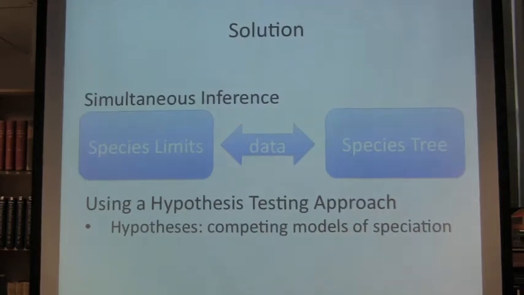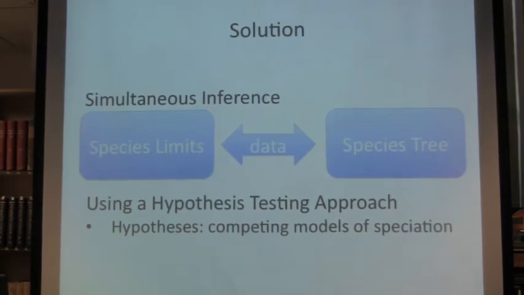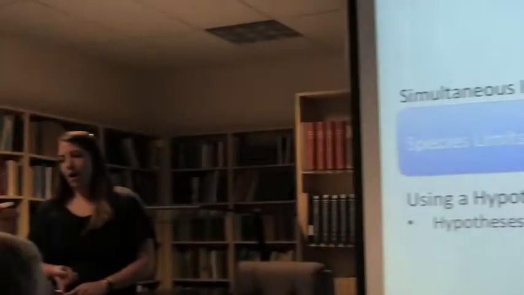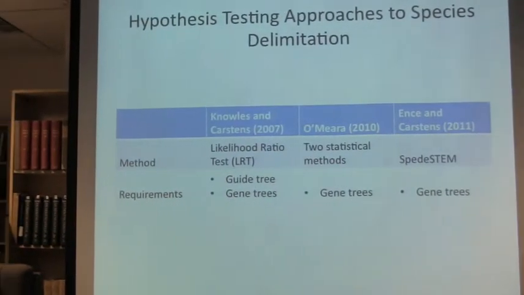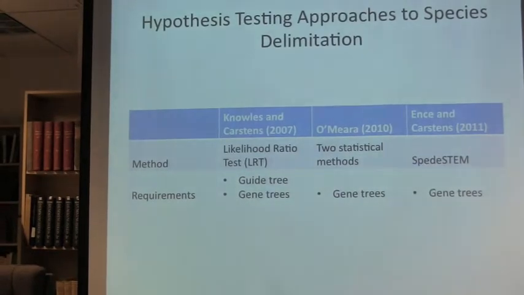So I go about this using a hypothesis testing approach, where our hypotheses are competing models of speciation or competing models of species delimitation here. So a hypothesis testing approach to species delimitation has been taken before by previous researcher teams. Here we can see that all of these previous methods require assumptions to be made, such as assuming that we know a guide tree or assuming that gene trees have been inferred with certainty.